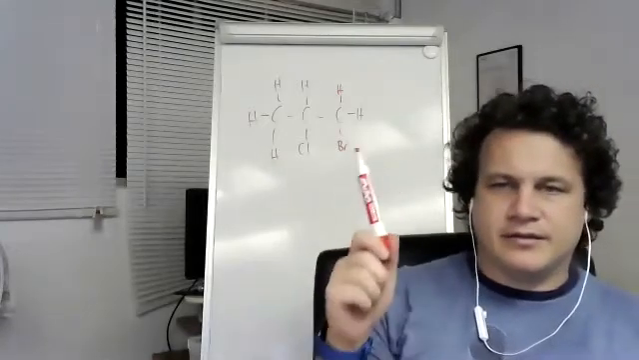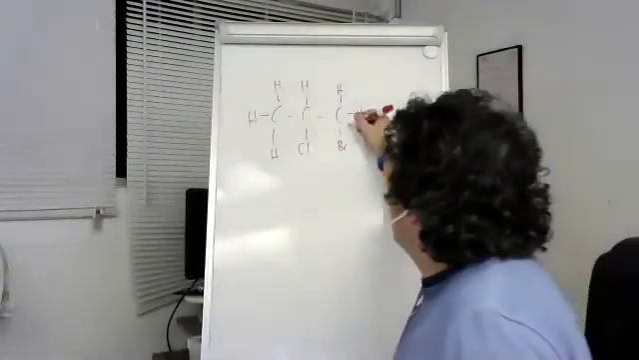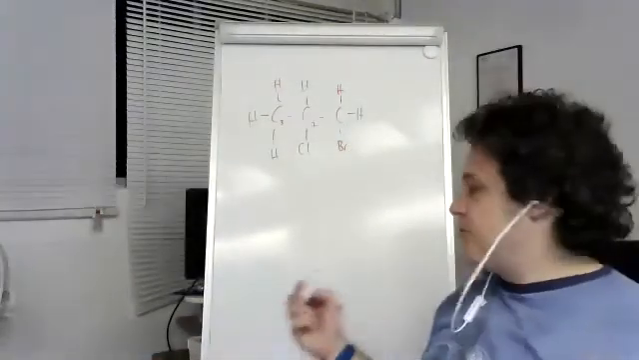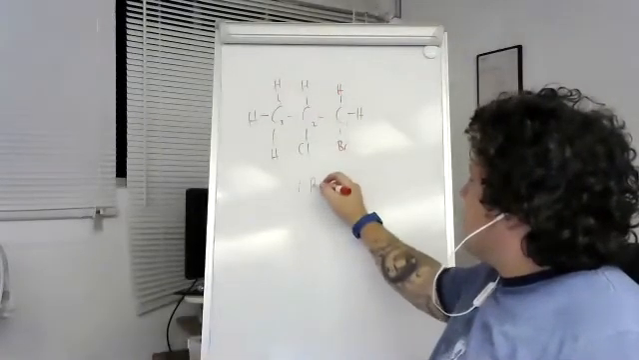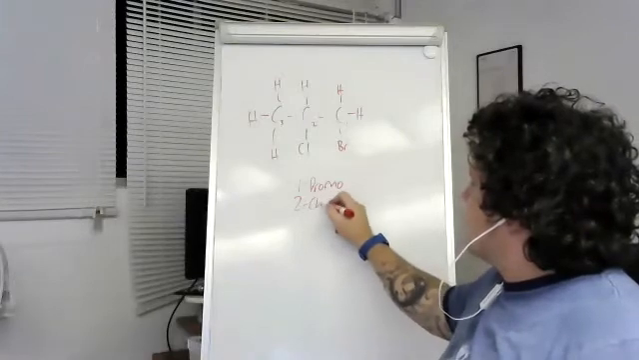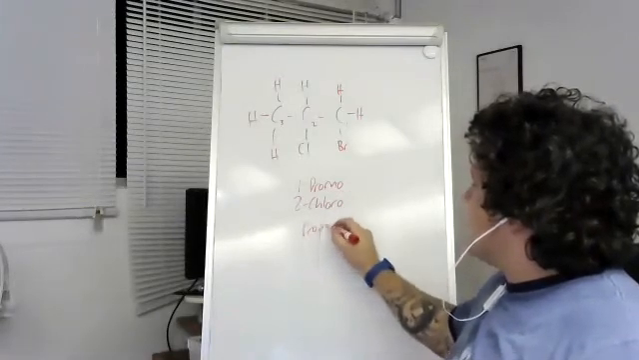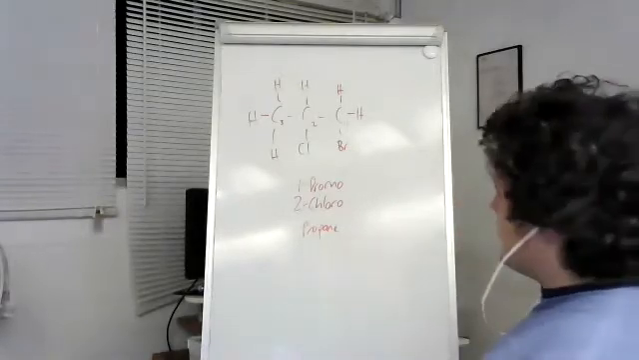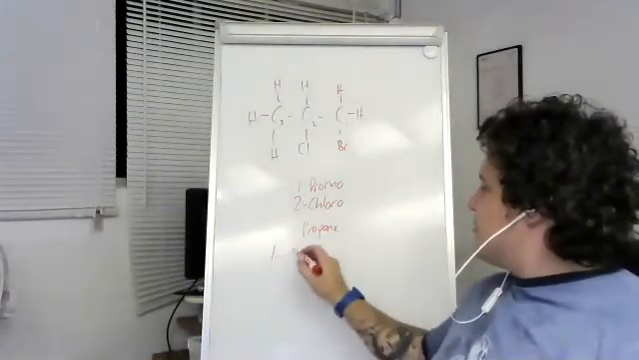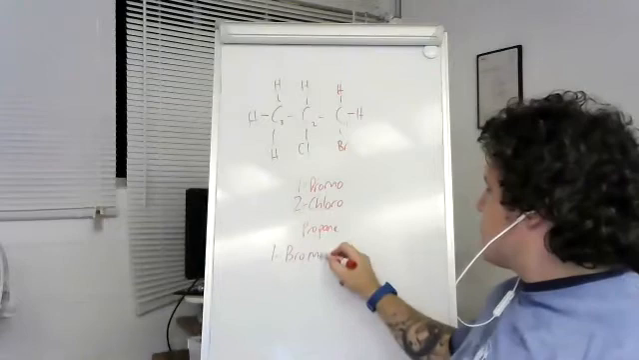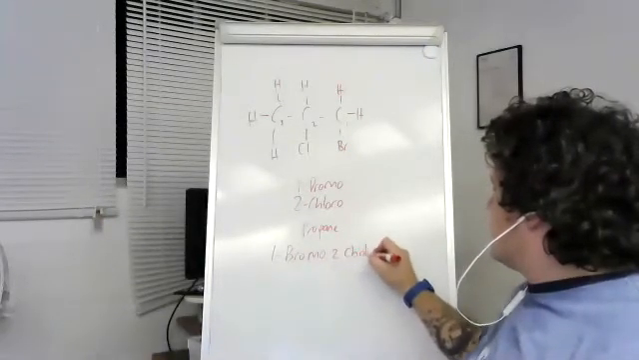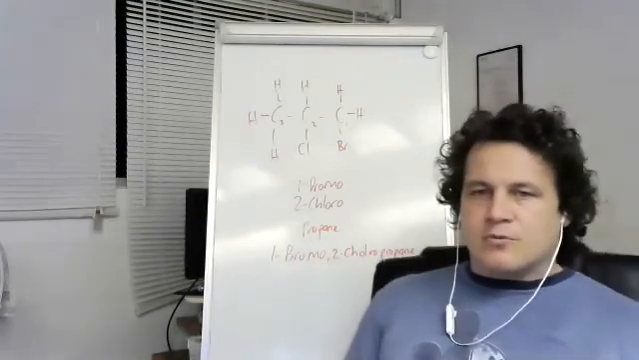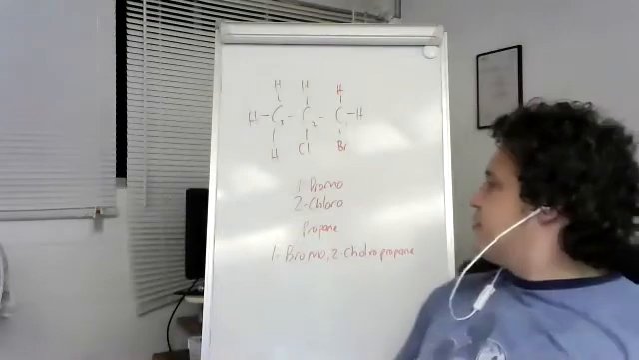Okay. So, Poppy, very close. So we number the carbons to give the lowest number possible to our constituents or our functional groups. So we have 1 bromo, 2 chloro, and then we have propane because it's an alkane. So we have to put the substituents in alphabetical order. So 1 bromo, 2 chloro, propane.